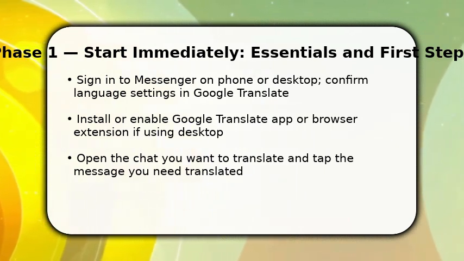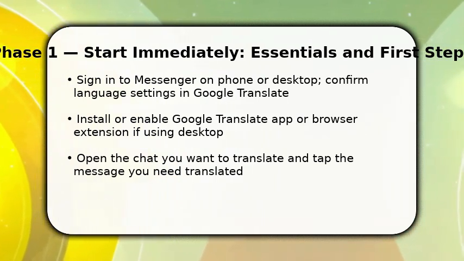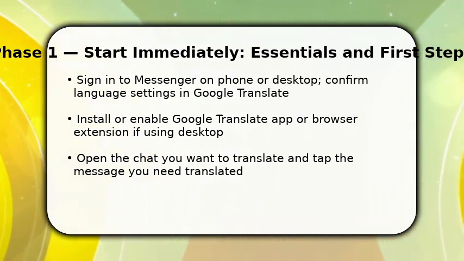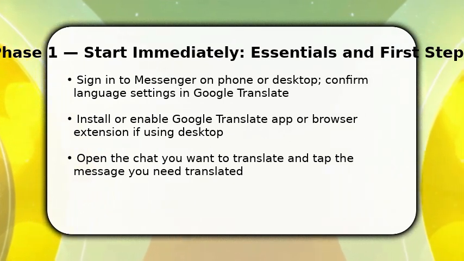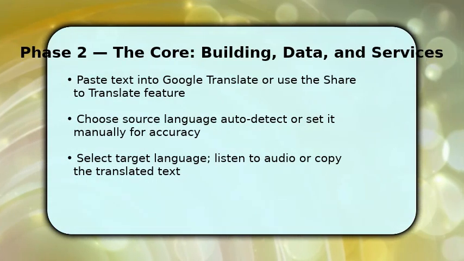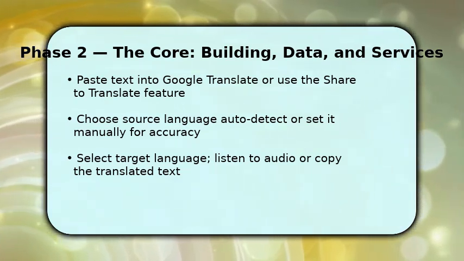Once done, copy the message or choose Share > Google Translate if available, because that direct handoff saves time and preserves punctuation and context. You now move to execution. Paste the copied message into Google Translate or use Share to translate to avoid manual copying.